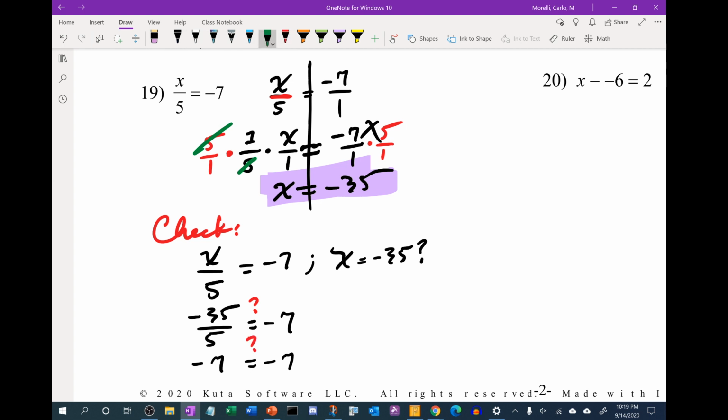How do I know all this is true, guys? Well, this is substitution, and this is the identity property of equality. Over here, I used the definition of the reciprocal, and I used the multiplication property of equality, and then I simplified.